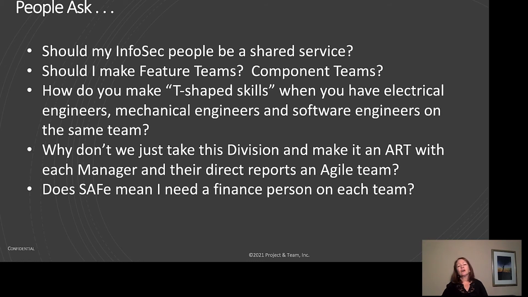Why don't we just take our hierarchical organization and make that an Agile release train, that is a team of teams, and then have each manager and their direct reports on an Agile team? Do I need a finance person on each team? These are the kinds of questions that are a function of the kind of development value stream, the nature of the work, the things that we talked about in session 3.